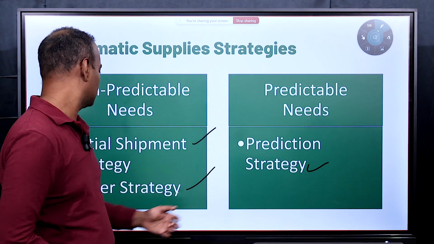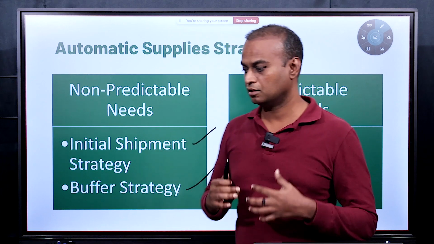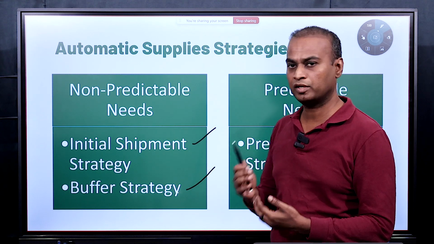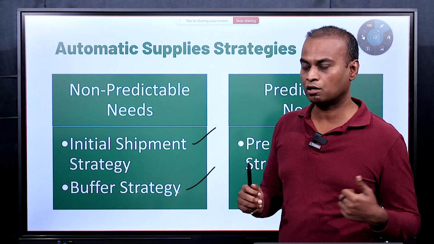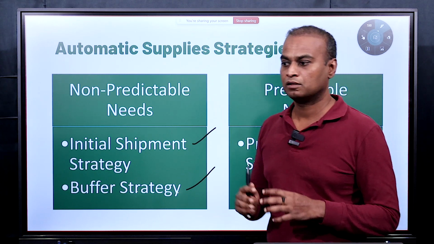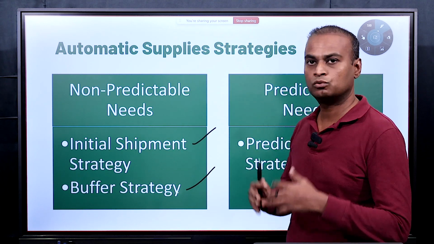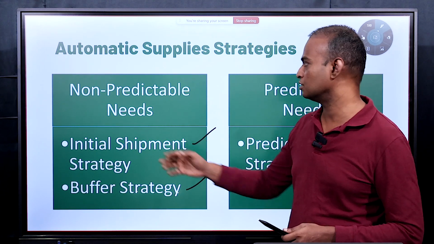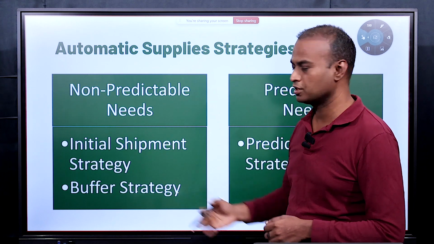By using these three strategies, initial shipment strategy, buffer strategy, and prediction strategy, we can ensure that the site has sufficient amounts of kits in time. We have to send the shipment in time, not much before or much later. So whoever the patient is that comes to that site, the site has sufficient kits to do randomization or to perform all the transactions which we discussed in the earlier slide. Next we will look into each strategy separately.